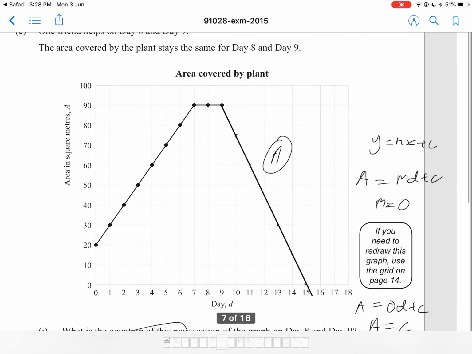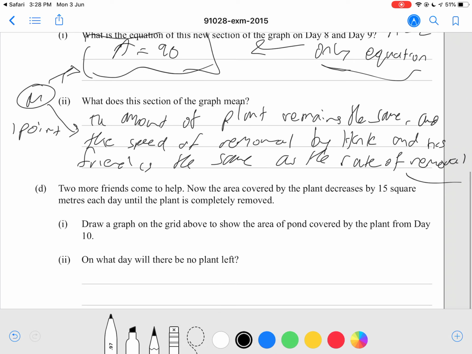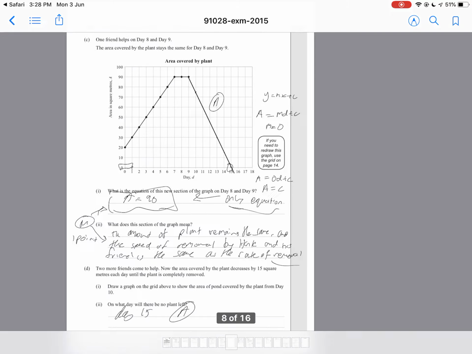On what day will there be no plant left? As seen by our graph drawn, on day 15, the amount of plant is 0. So therefore, we'll just simply state day 15, and this will get us another achieved grade. So basically, this is just 2 free achieved grades here. So next question.